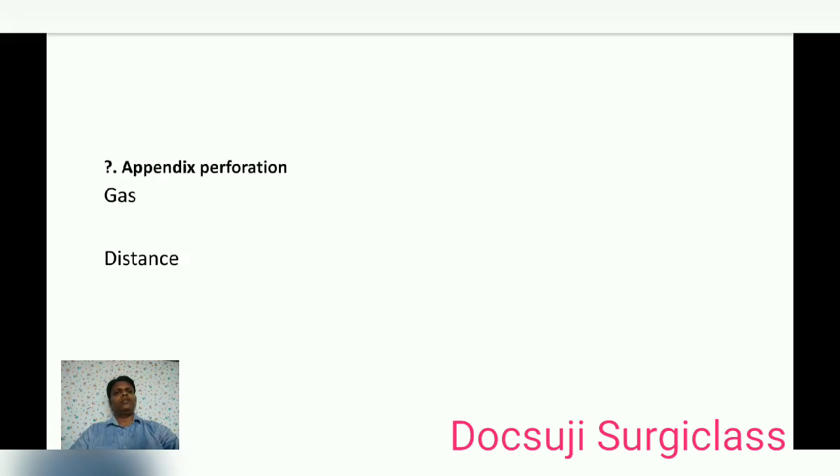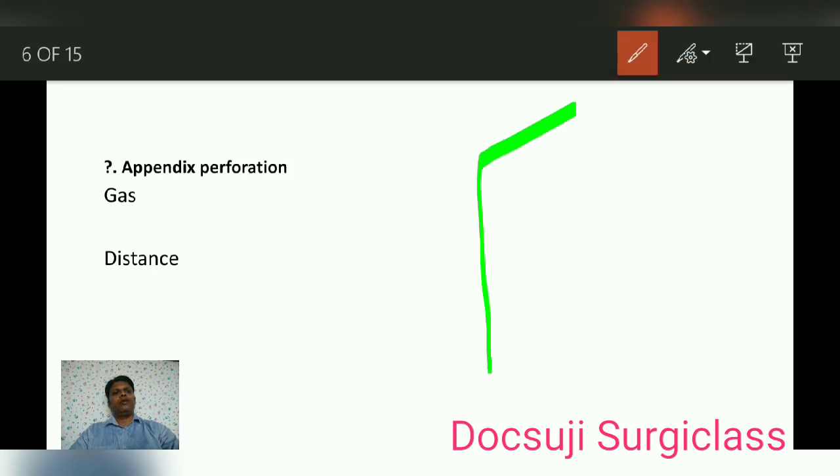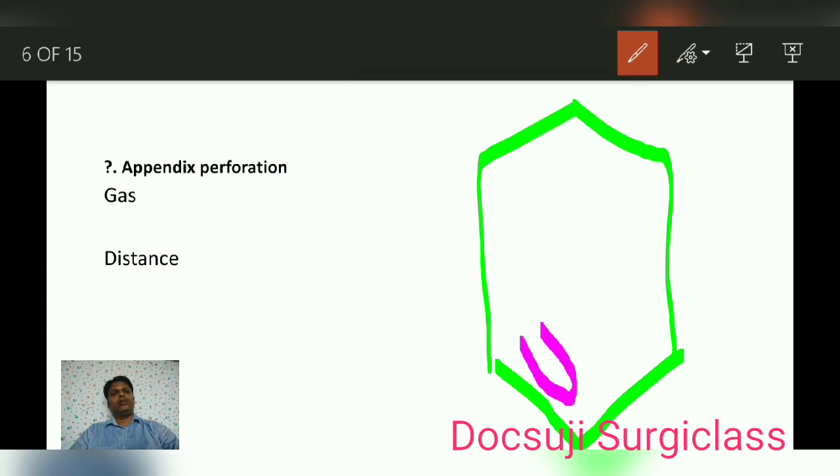Number one, the appendix is a small tubular organ. If a small tubular organ perforates, it produces only a minimal amount of gas. So a minimal amount of gas is released.